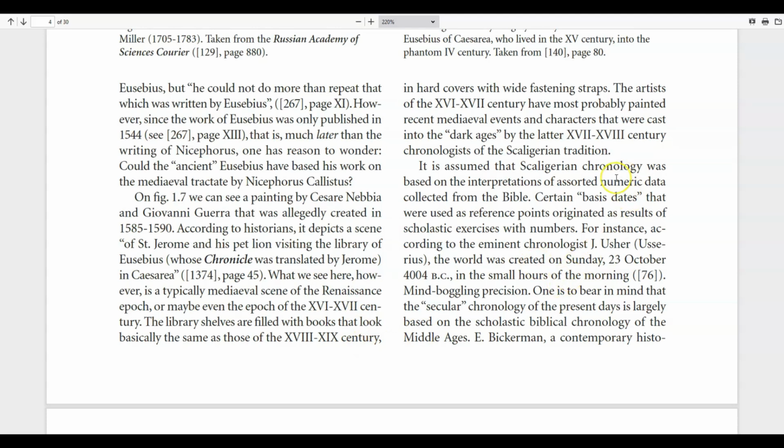The artists of the 16th and 17th century have most probably painted recent medieval events and characters that were cast into the Dark Ages by the latter 17th to 18th century chronologists of the Scaligerian tradition.